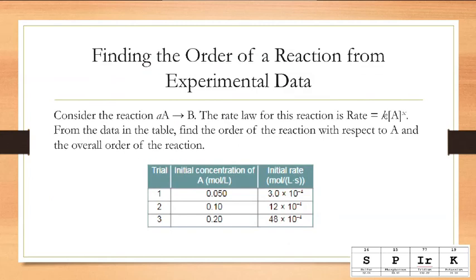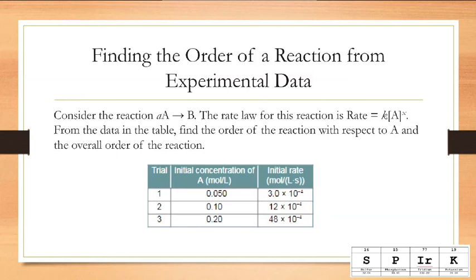So now we're going to find the order of a reaction from experimental data. So consider the reaction A to B. The rate law for this reaction is the rate equals K times the concentration of A raised to the power x. From the data in the table, find the order of the reaction with respect to A and the overall order of the reaction.